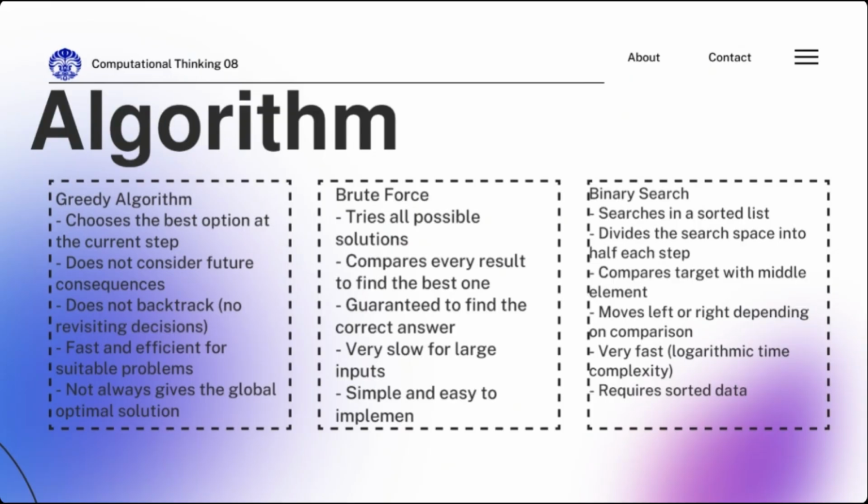The next one is brute force. It tries all possible solutions and compares every result to find the best one. It is guaranteed to find the correct answer, but very slow for large inputs, though simple and easy to implement. The last one is binary search. It searches in a sorted list, divides the search space in half each step, compares the target with the middle element, and moves left or right depending on the comparison. It is very fast, with logarithmic time complexity, and requires sorted data.